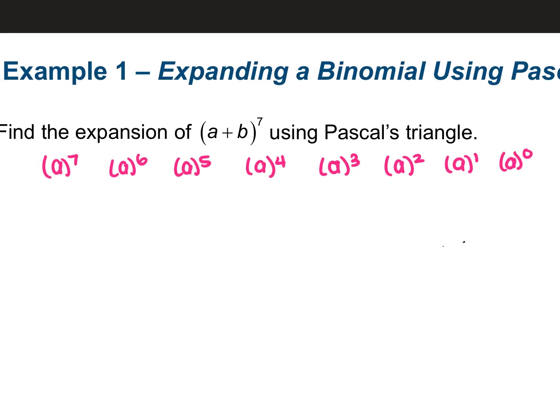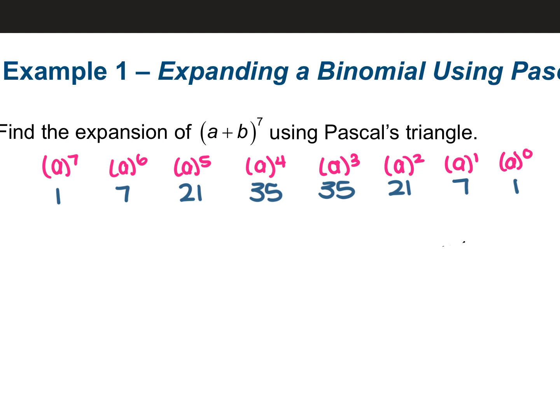Underneath that row, you are going to write down the numbers from Pascal's triangle. So we start with 1. Then we have 7, 21, 35, 35, 21, 7, and 1, because that's what you see in your Pascal's triangle.